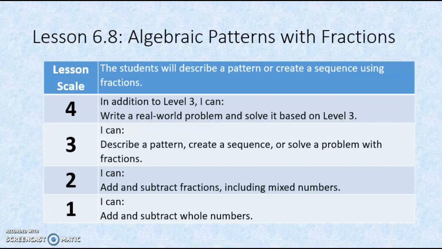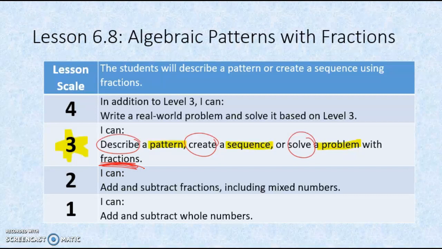Here we have our goal. We want to be able to describe a pattern, create a sequence, and solve a problem. So if we take a look at our action words, we want to describe patterns, create sequences, and solve problems. And all of those things must contain fractions.